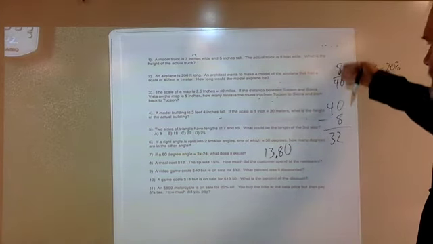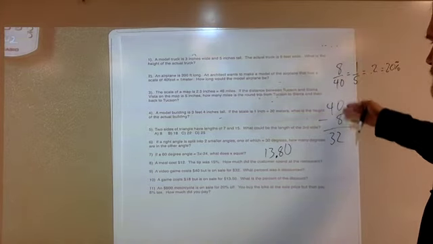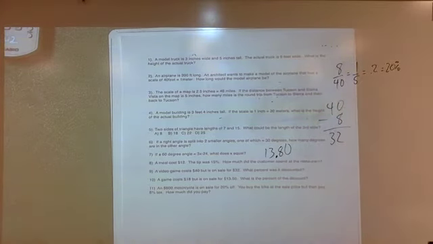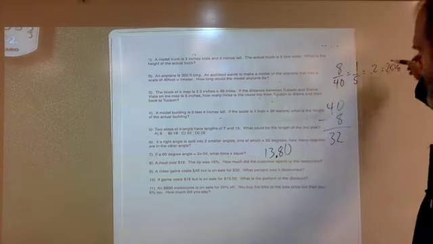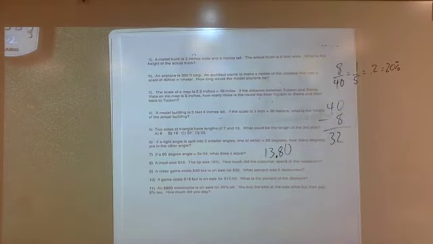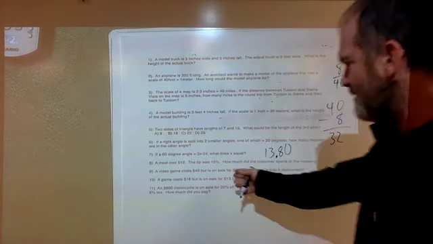8 of 40. 8/40ths is 1/5. 8 is 1/5 of 40. 8 goes into 40 5 times evenly. 1/5 is 20%, so they took 20% off. All right, you can do the same thing here.